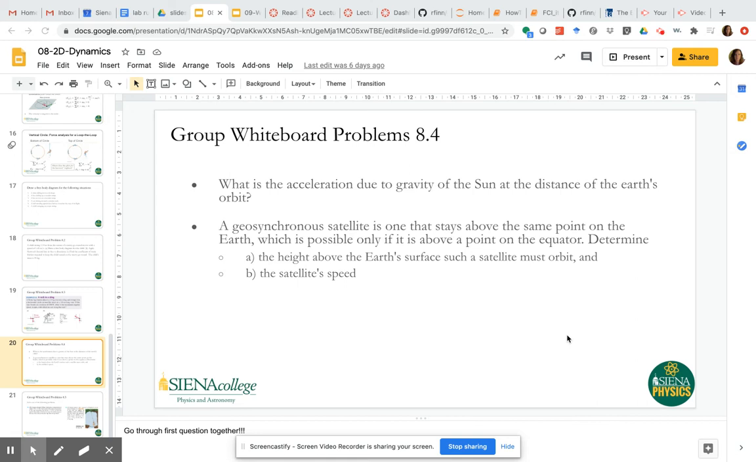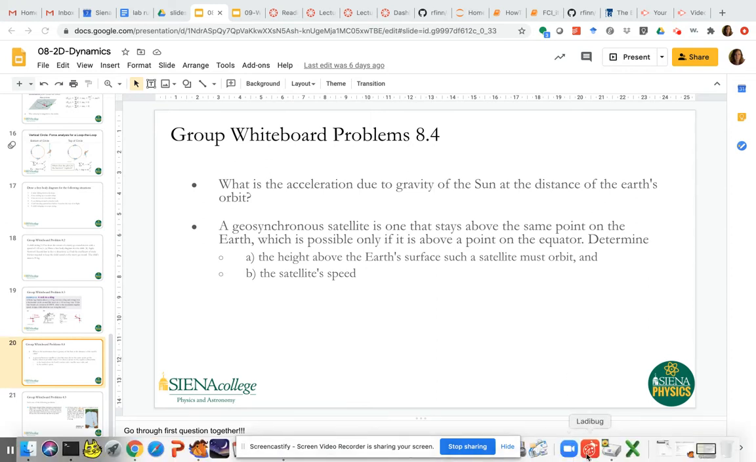Okay, we're going to do the second problem on this slide, the whiteboard problems 1.8.4. A geosynchronous satellite is one that stays above the same point on the Earth. So as the Earth rotates, it's rotating at the same angular speed, right? So it stays above the same location. Determine the height above the Earth's surface at which such a satellite must orbit, and the satellite speed.